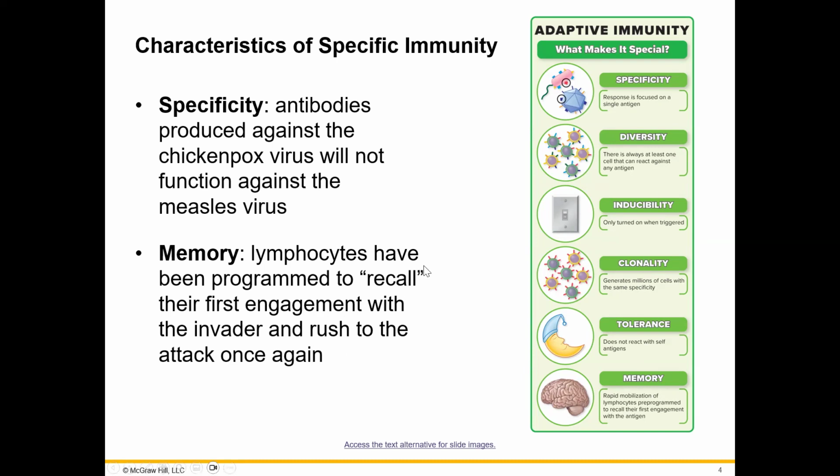So looking at other characteristics, specificity we looked at, and memory, but in between there's also diversity. So there's always at least one cell that can react against any antigen. Inducibility: only turned on when triggered. Clonality: millions of cells can be cloned, so they would be identical with the same specificity. And tolerance: it's not going to react with self-antigens, unless, of course, there is an autoimmune issue.